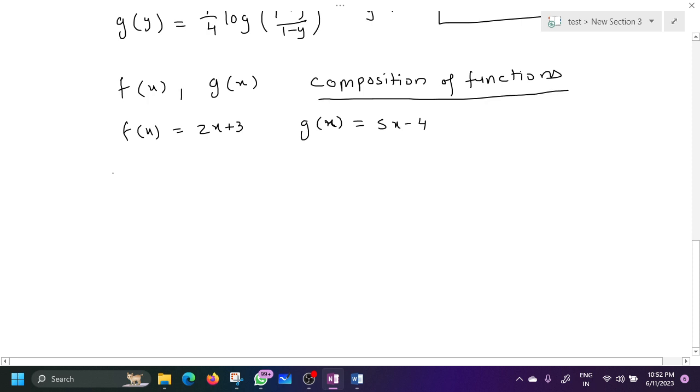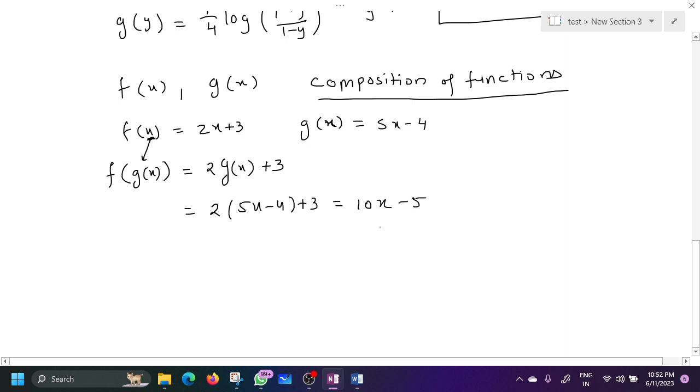Putting one function inside another function. See what's going on here. If I put g(x) in place of this x, then this side will become 2g(x), and the same thing will reflect here, plus 3. Make sense? So this will become 2 times g(x), which is 5x minus 4, plus 3, which gives you 10x minus 8 plus 3, that is 10x minus 5. So this is f of g.